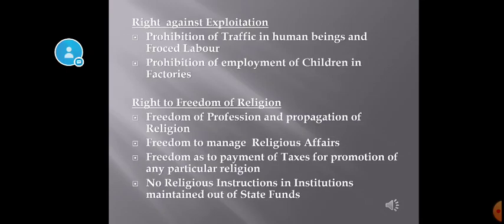So now our third category is the right against exploitation. The Constitution includes two main declarations against exploitation. The first one is prohibition of traffic in human beings and forced labor. It describes that the Constitution prohibits traffic in human beings and begar and similar forms of forced labor.